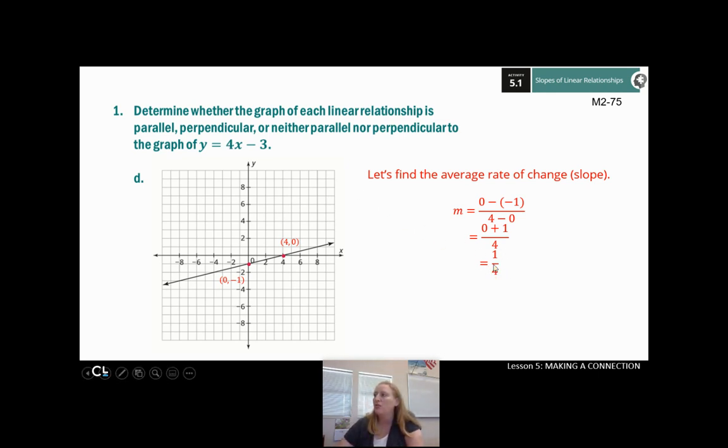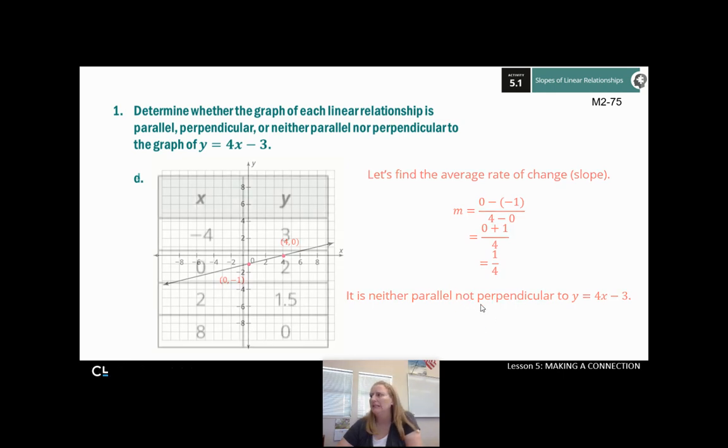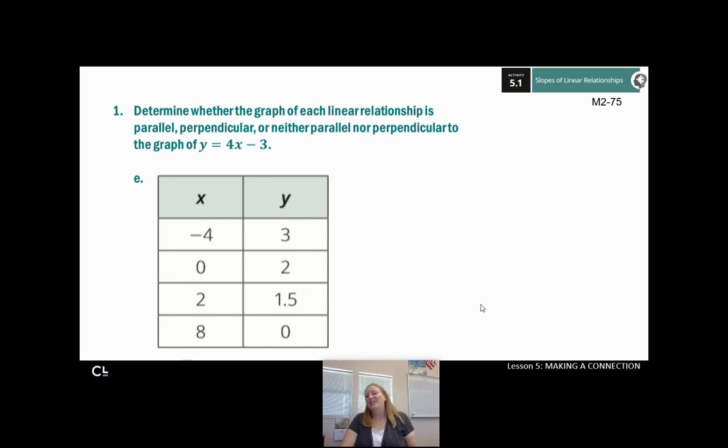It's the same issue we had on the last problem. It's not the same as 4, so it's not parallel. And while it is the reciprocal, it's not the opposite. They're both positive. So it's not going to be perpendicular either. So it is neither parallel nor perpendicular again. That typo is just persisting, isn't it? That should say nor. Sorry. This is why I don't teach English, right?